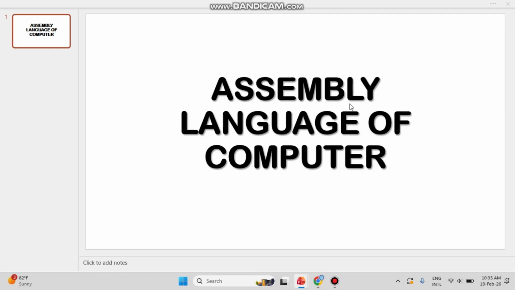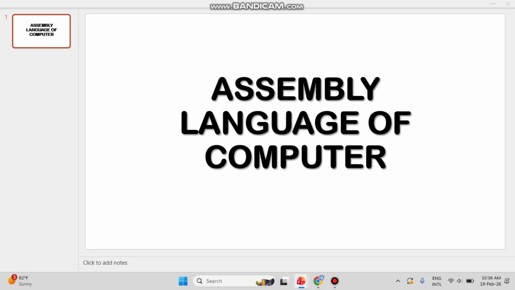Assembly is a lower level language. Before Python, C++, and Java, people were writing in assembly language, writing the code in assembly so that it could directly communicate with the hardware part. So today's programming language is assembly language of a computer.